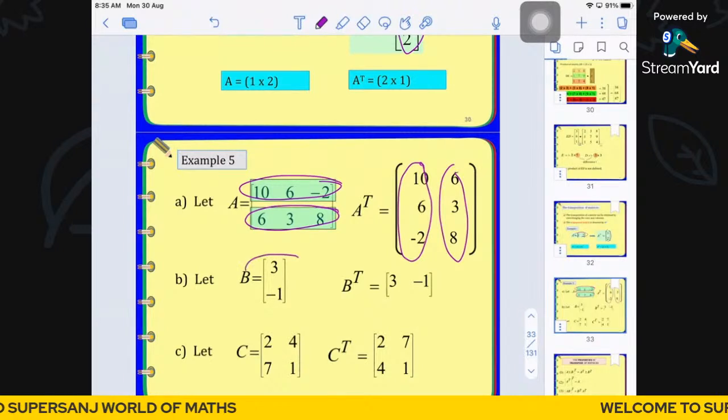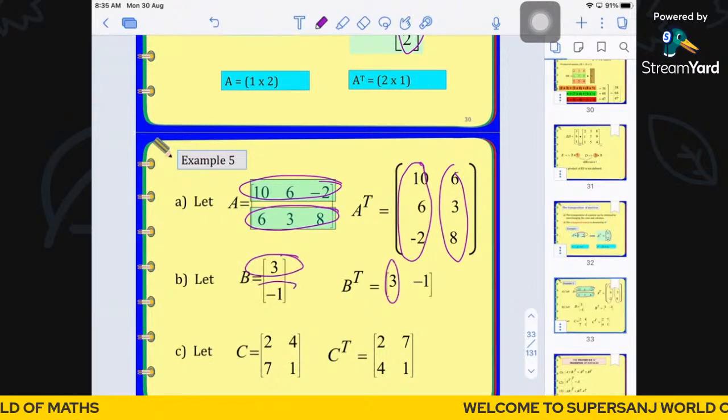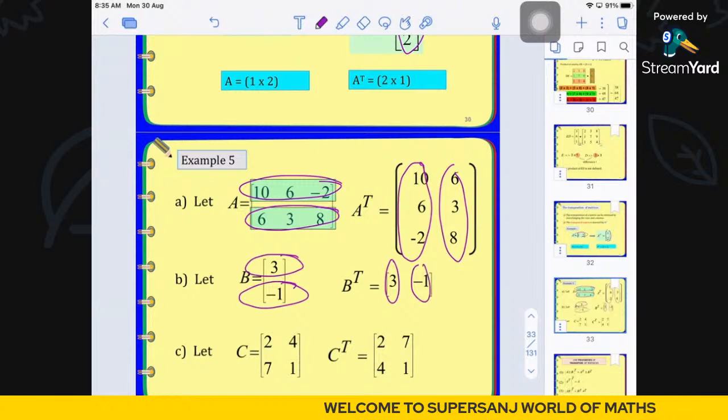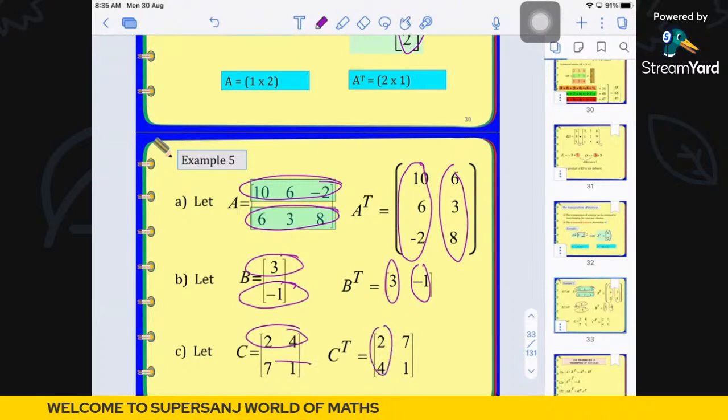Here, so you see row become column, row become column. You can see that? Okay. Row become column, row become column.